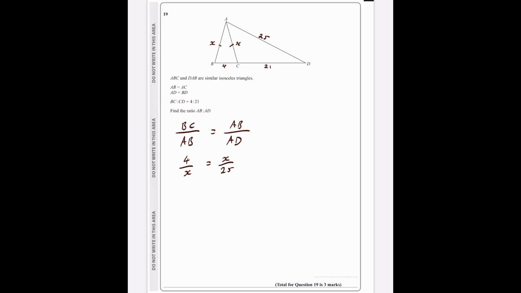So BC over AB, the shortest side of both of the triangles, will be equal to AB over AD. Those are the two that match up. 4 over x is equal to x over 25. Solve it and we can work out that x is 10. Therefore AB to AD will be 10 to 25 because they match up, and that ratio simplifies to 2 to 5.